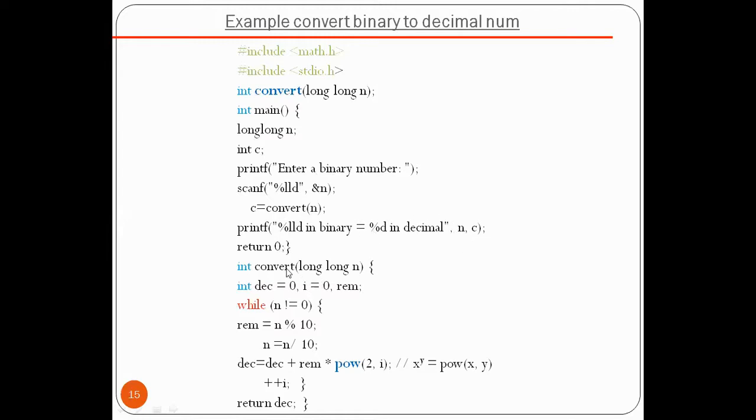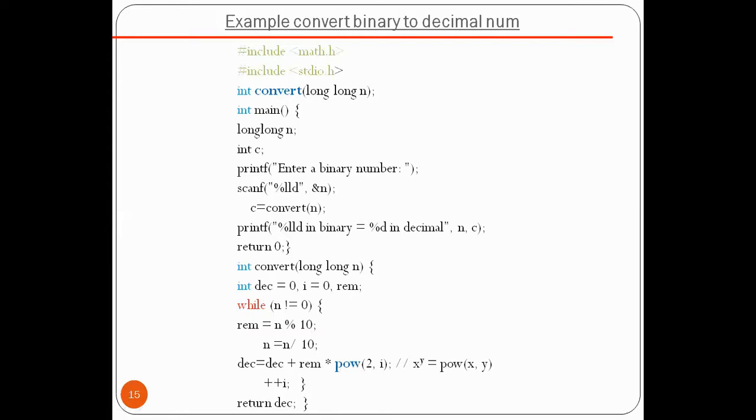Okay, what is convert doing? That was the function declaration, and here the function is defined. Integer convert, long n. Integer decimal is 0. We have declared a variable, initialized the value with 0, and i also with 0, and here another variable remainder, right? So while n is not equal to 0, the loop will go on. Remainder is n modulo 10, n is equal to n divided by 10. This is the formula for how you convert binary to decimal.